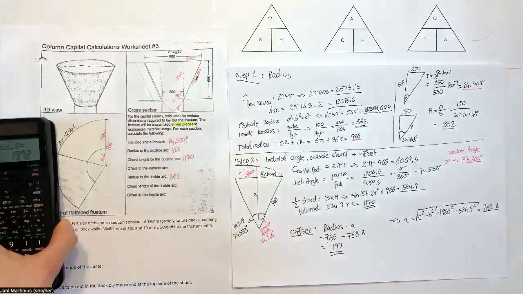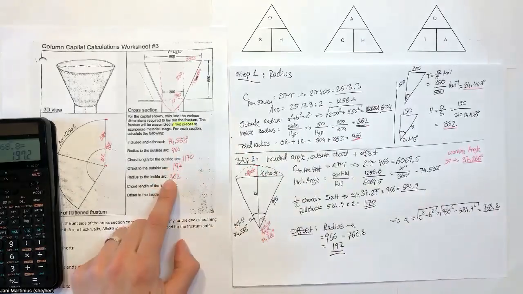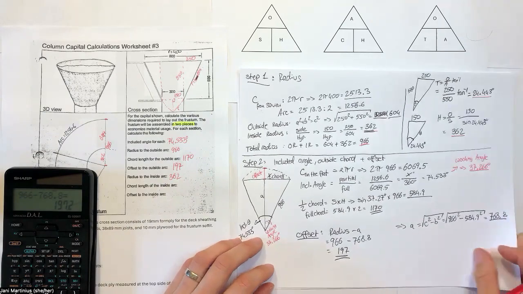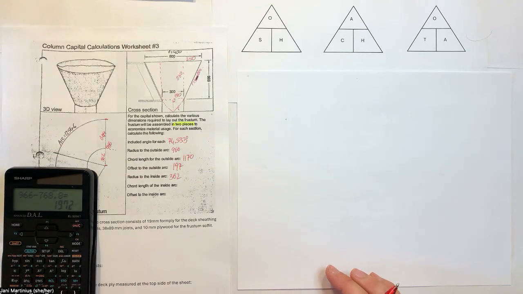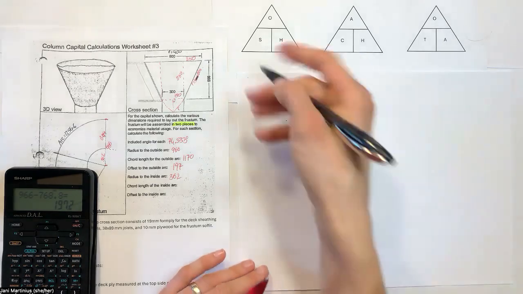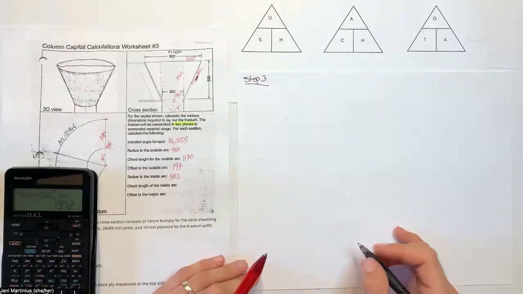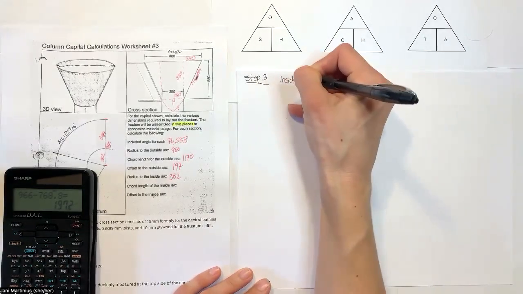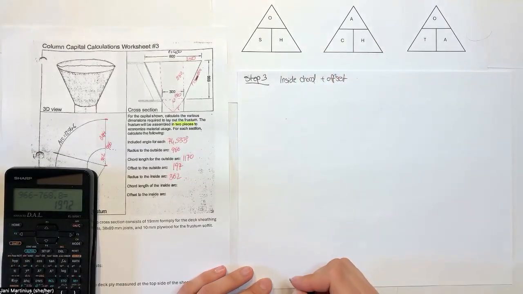Okay, offset 197, offset to the outside arc, 197, right here. Wonderful. Excellent. So we are completed with our outside measurements and calculations. Now we are on to step number 3. We are looking for the inside chord and the offset. Inside chord and offset. There we go.